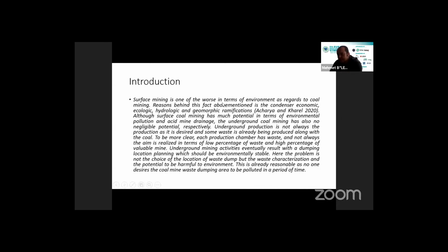Surface mining is one of the worst in terms of environment as regards coal mining. The reasons behind this are the economic, ecologic, hydrologic, and geomorphic ramifications. Although surface coal mining has much potential in terms of environmental pollution and acid mine drainage, underground coal mining also has non-negligible potential.